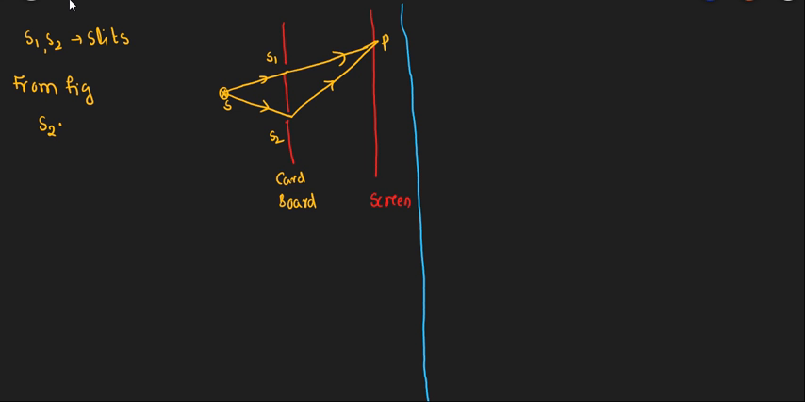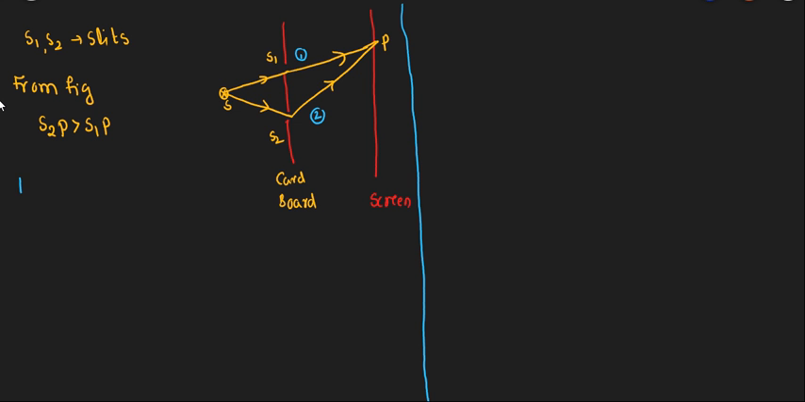S2P is greater than S1P. That means, for example, if you take this as the first light ray and this is the second light ray, the second light ray travels more distance than the first light ray to reach the point P, because the second slit is at a longer distance from the point P in the figure. Now I want to find out the difference in distances.